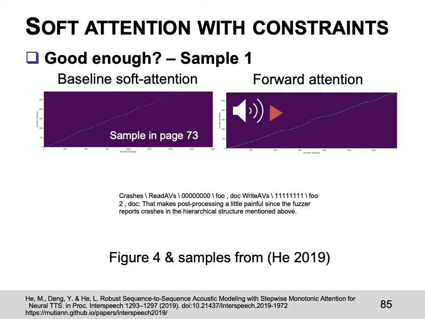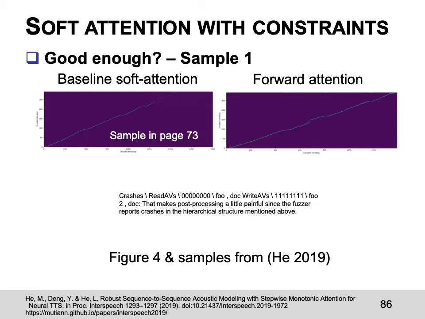Crashes /readofs /000000000 doc writeifs /1111 doc that makes post-processing a little painful since the fuzzer reports crashes in the hierarchical structure mentioned above.